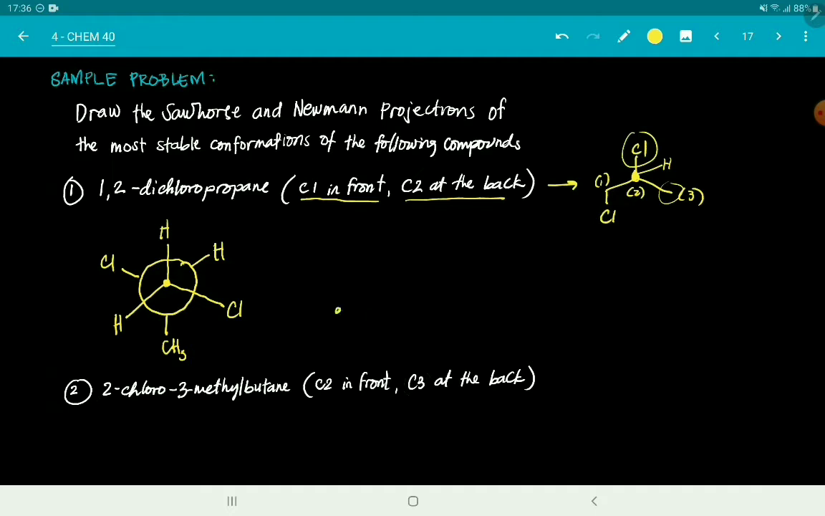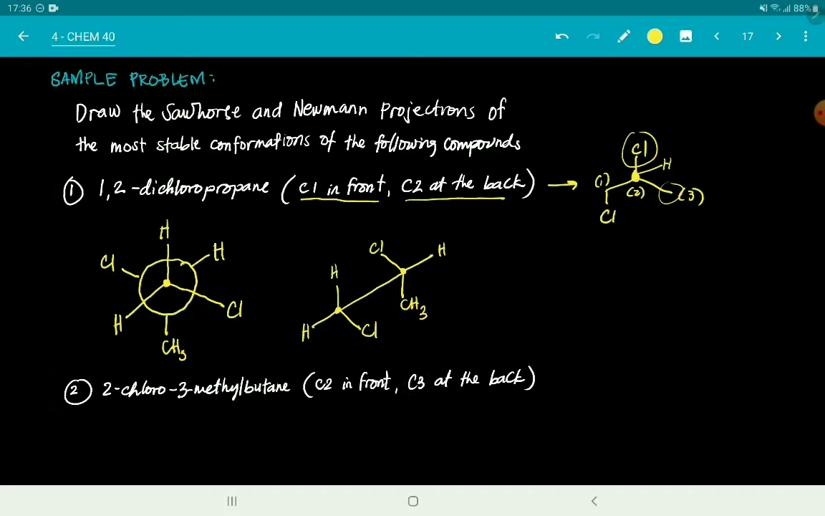So, drawing na rin natin yung sawhorse projection. So, kung sawhorse projection, nasa harap yung carbon number 1, we have Cl, H, and H. Tapos, yung nasa likod, okay, nandito yung... hindi pala dalawang hydrogen. Okay. So, nandito yung Cl, nandito yung hydrogen, at nandito yung CH3. Okay? So, the structures are basically the same, magkaiba lang ng projections.